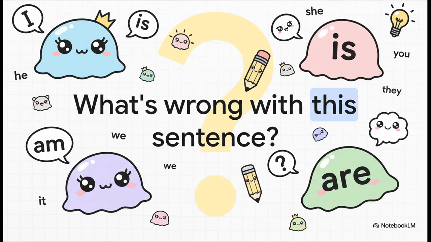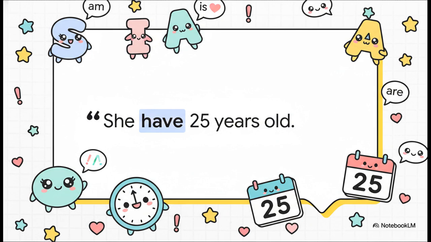To kick things off, I want you to take a look at a sentence on the screen. It's a really common mistake that a lot of learners make. The question is simple: can you see what's wrong with it? She have 25 years old. Does that sound great to you? Now, if you're kind of scratching your head, don't you worry.